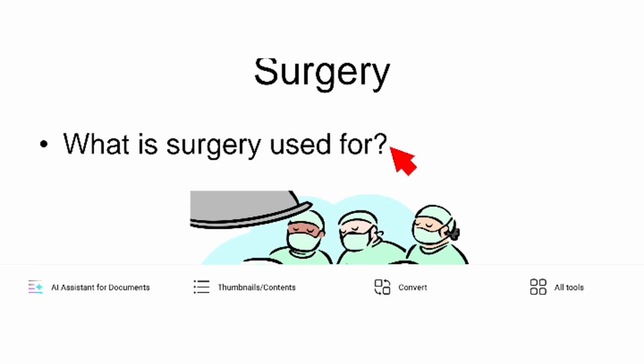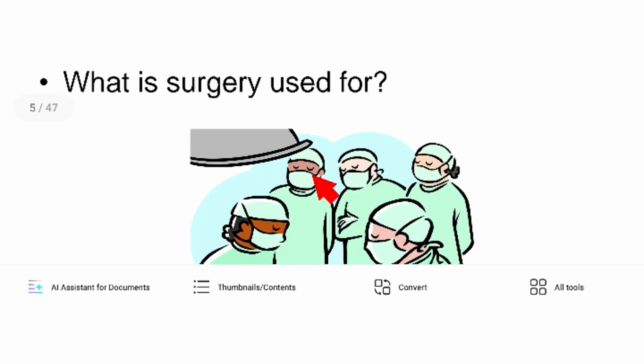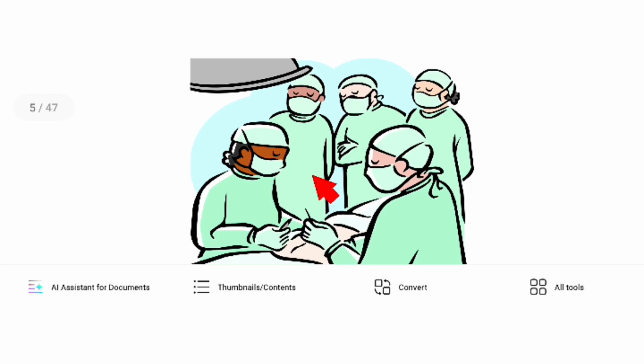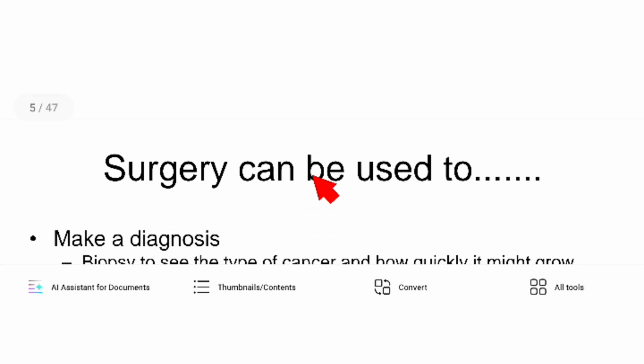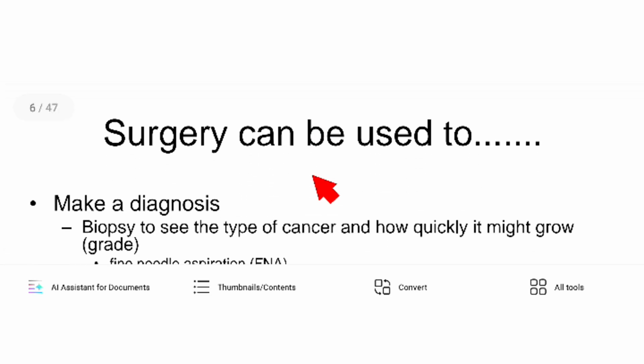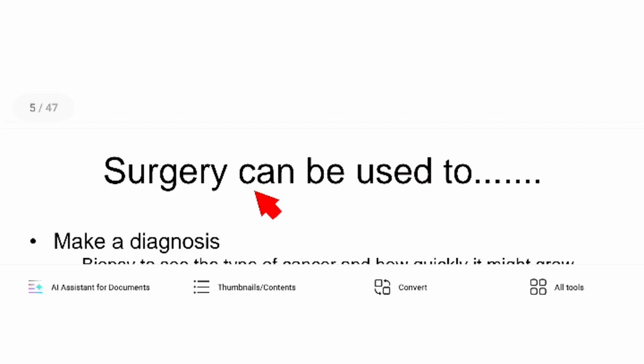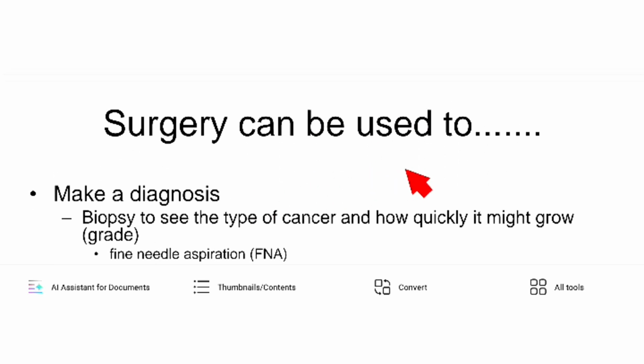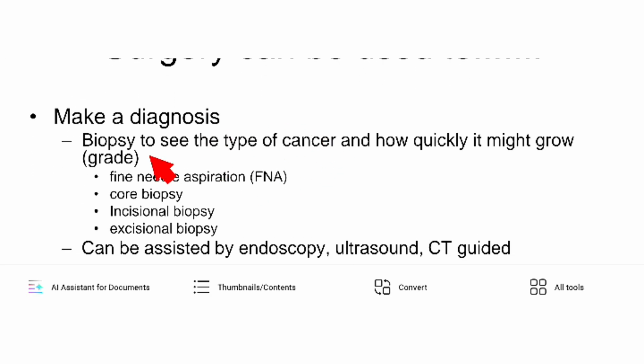What is surgery used for? A reason behind it for my discussion about the cancers is to support cancer patients. Therefore, first of all, surgery can be used to make a diagnosis, a biopsy, to see the type of cancer and how quickly it might grow.